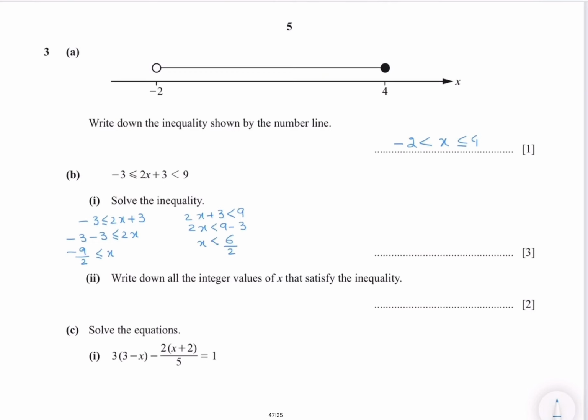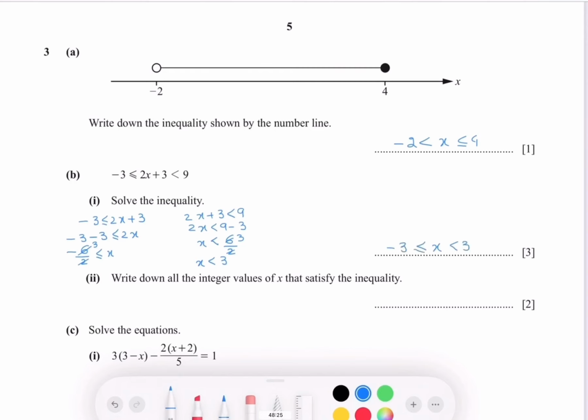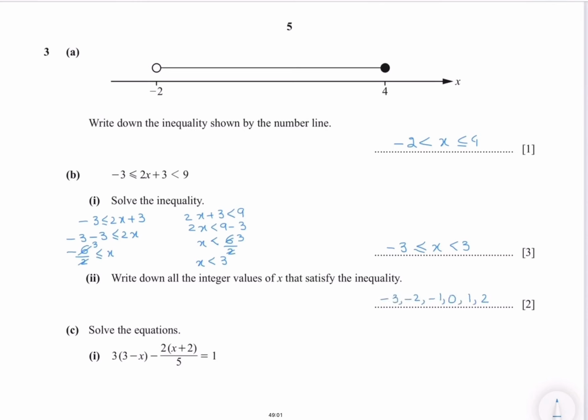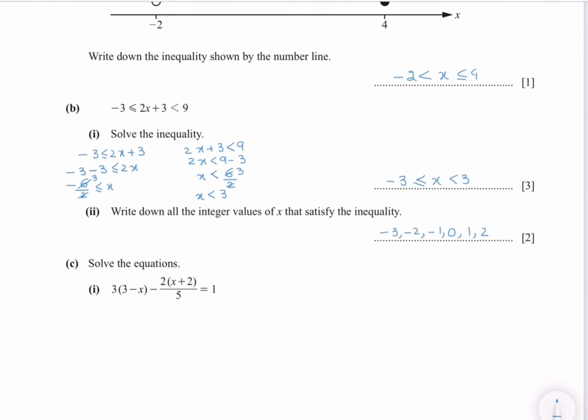Okay, sorry. Minus 3 and minus is not minus 9. So let me correct it. This is 6. Minus is minus 6. So simplify it. You got x is greater than equal to minus 3 and x is less than 3. Write down all the integer values of x that satisfies the inequality. So you write minus 3, minus 2, minus 1, 0, 1, 2. Do not write 3 because x is less than 3.